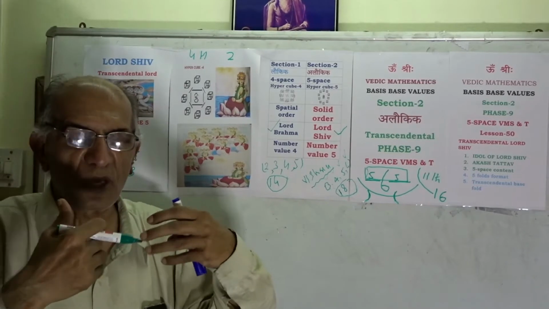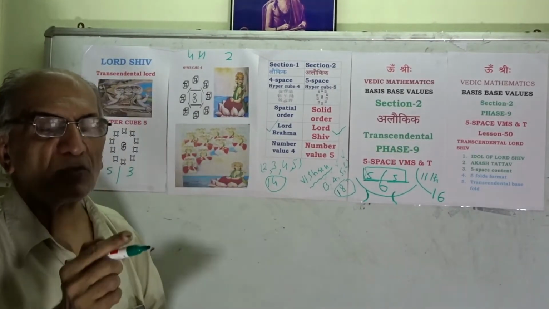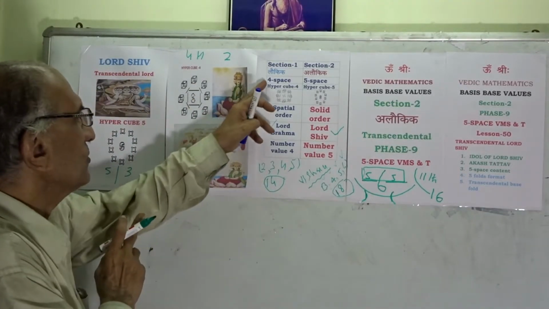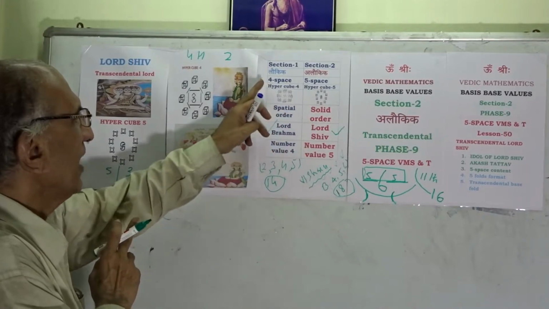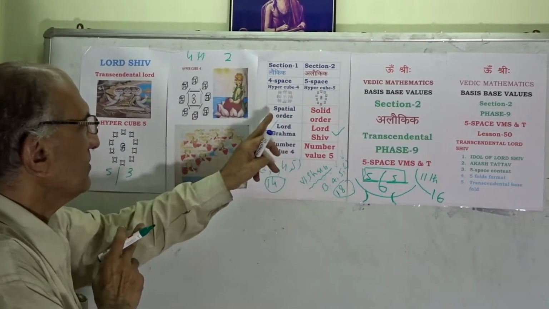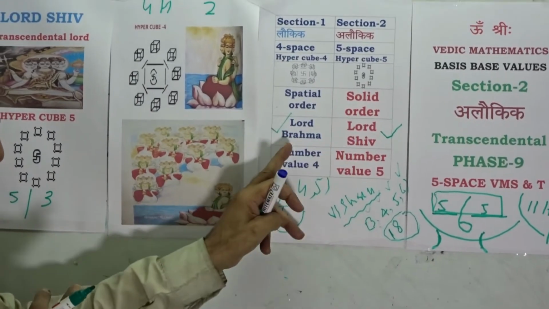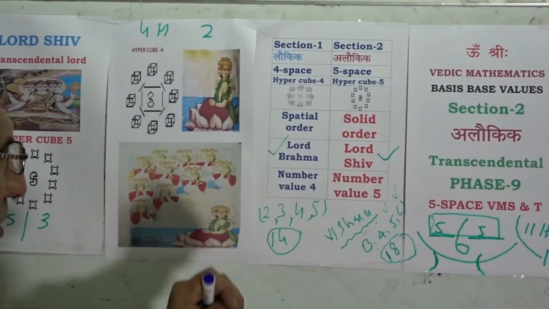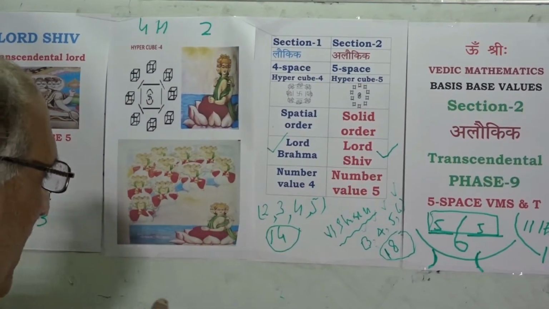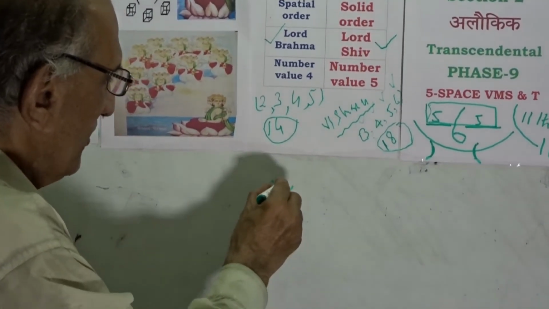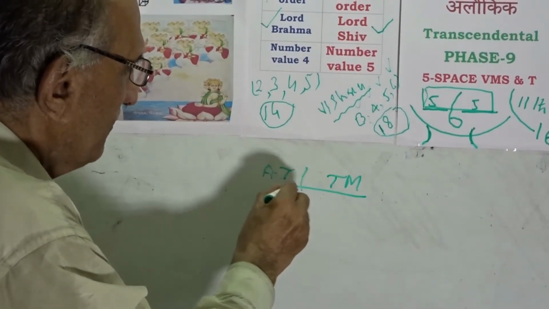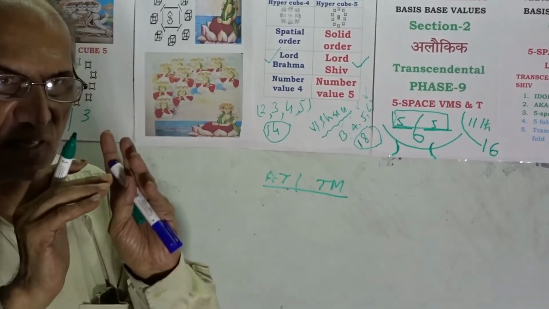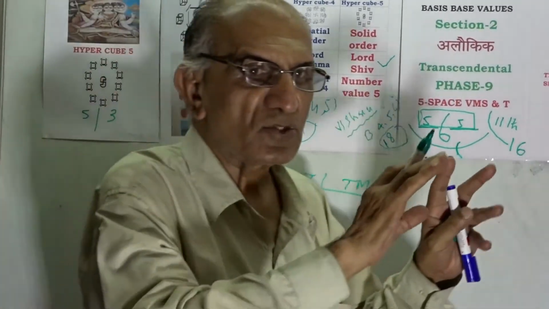Therefore, during this phase, essentially what we are initiating, what we are urging for, which we are being exposed to, for which we are training ourselves, which we are desiring, is that we shall have a transition from 4 space to 5 space, from hypercube 4 to hypercube 5, from spatial order to solid order, from Lord Brahma's order to Lord Shiva's order, from number value 4 to number value 5. And for this attainment, we have to go by the augmented text, and then we have to have a transcendental meditation.